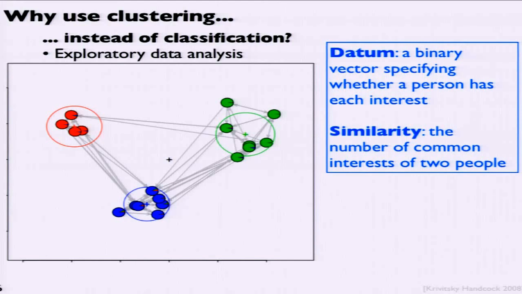So there might be an element of the vector for each interest, and then we have a 1 in that element if the person has that interest, and a 0 if they don't. And then it's easy to calculate a similarity, which is the number of common interests of those two people.